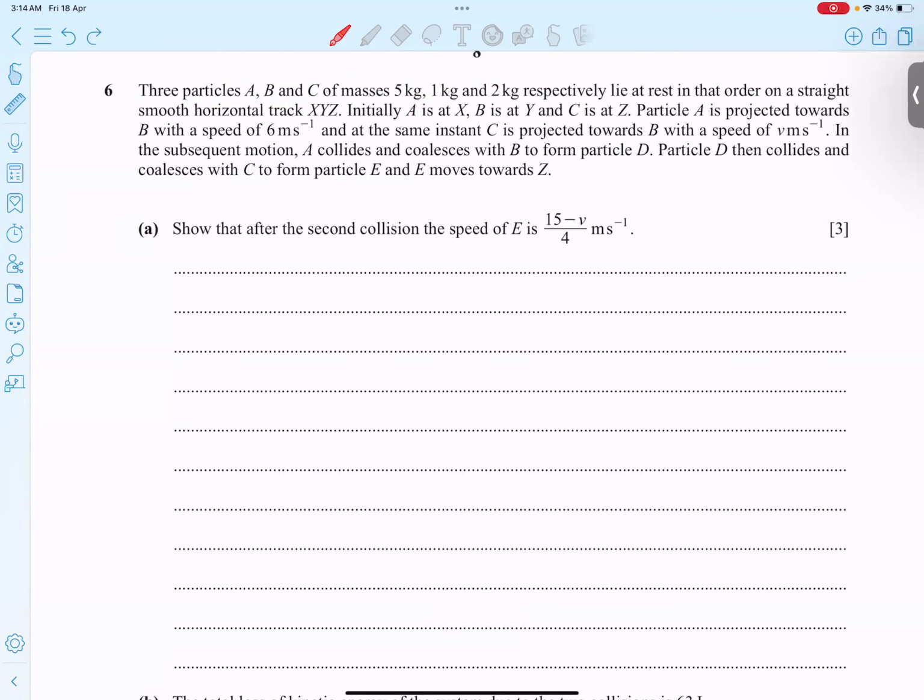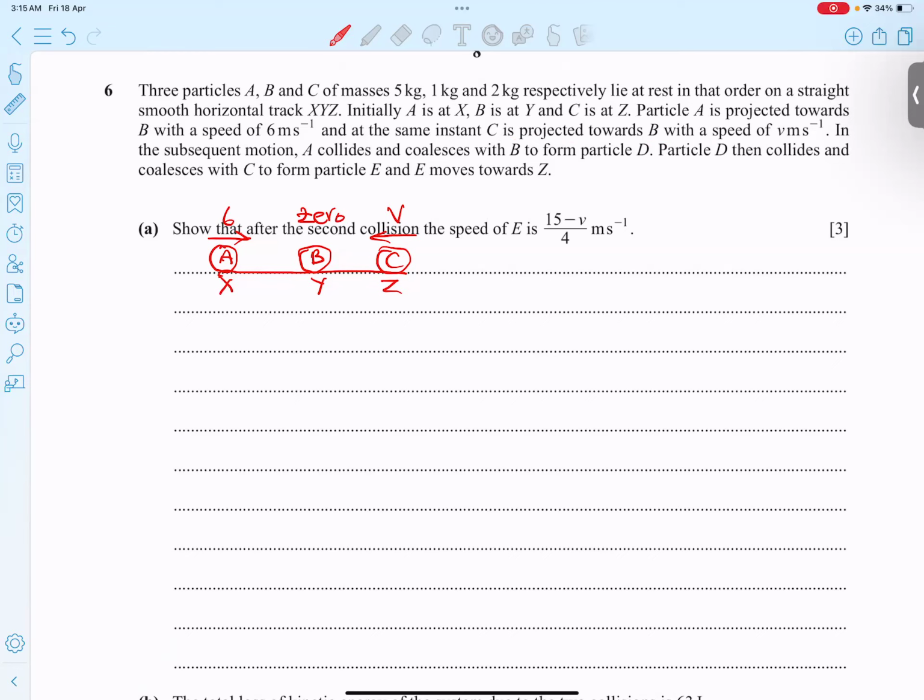Okay, just make a rough diagram. A particle, B particle, C particle. It's X, Y, and Z. A is projected towards B with a speed of 6, so this speed is 6. And C is projected towards B with speed of V, so this speed is V. And the particle B has no speed.